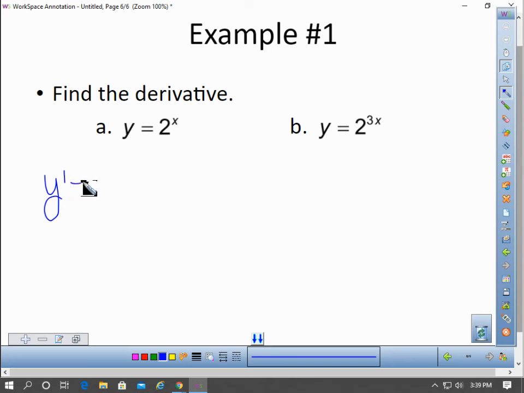So here, y prime, this is doing 2 to the x. The derivative of 2 to the x is its own derivative, and then I just have to chain on the natural log of the base 2. That's it. That's all there is.